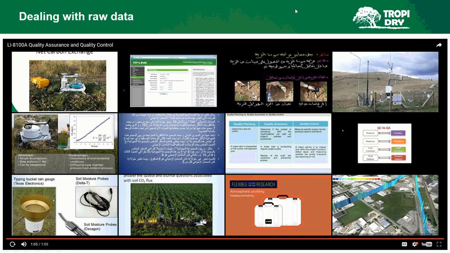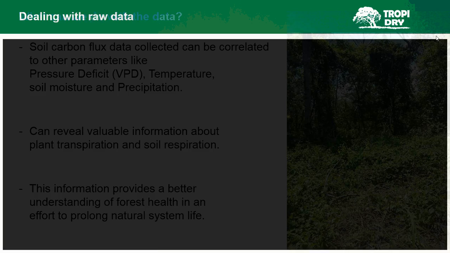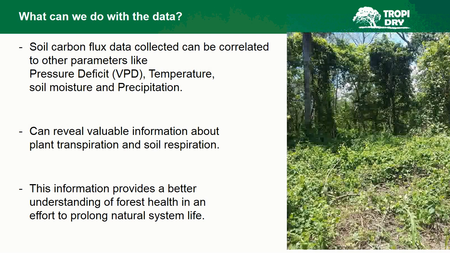So that's what we use to deal with raw data and to make our plots. So what can we do with this data? The soil carbon flux data collected can be correlated to other parameters like vapor pressure deficit, VPD, temperature, soil moisture, and precipitation. All of this can reveal valuable information about plant transpiration and soil respiration. All of this information provides a better understanding of forest health in an effort to prolong natural system life.